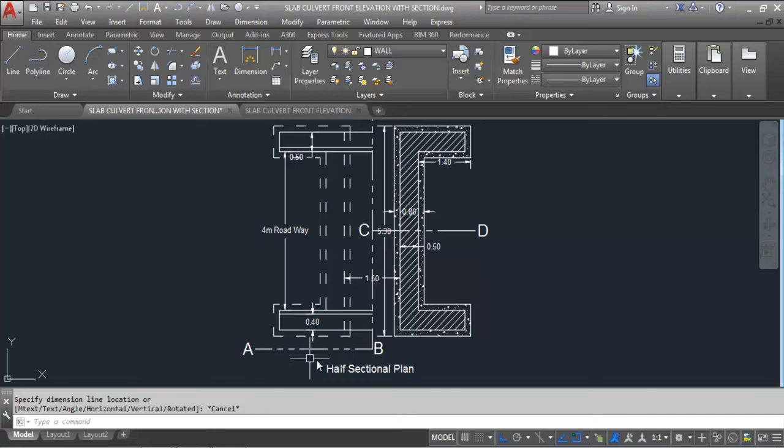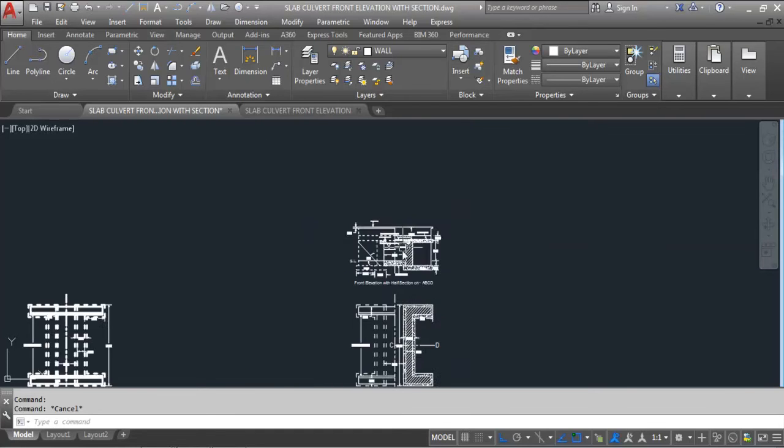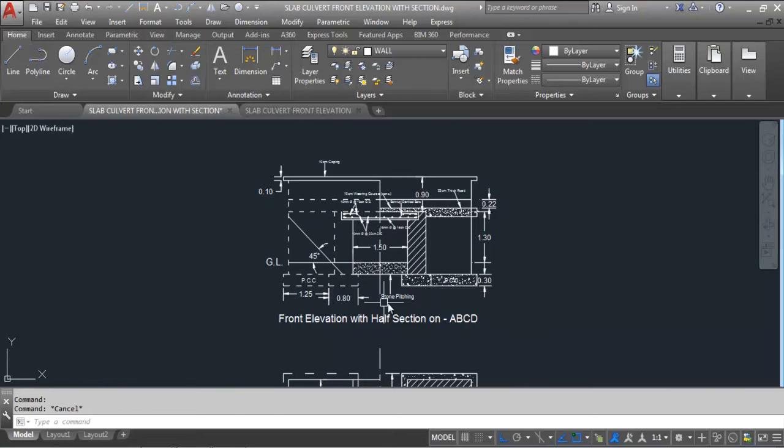This section line you can see here, A, B, C, D. So in A, B, we will see the front elevation as this is not cutting any feature. And on C, D, we will see the section. C, D is going through the structure, cutting the structure. So front elevation through AB. This is front elevation with half section on ABCD.